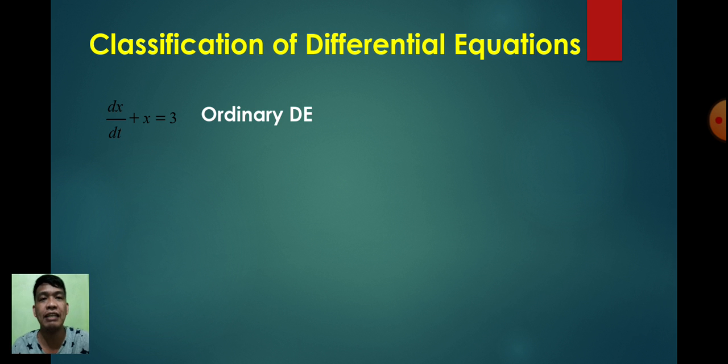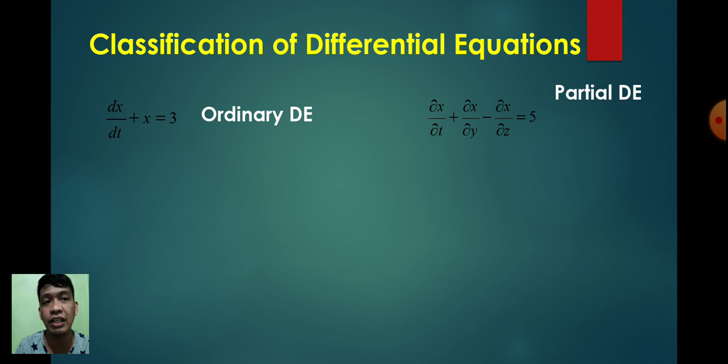So, ordinary differential equation. Another one, partial derivative of x with respect to t plus partial derivative of x with respect to y minus partial derivative of x with respect to z is equal to 5. Notice na ang nasa denominator ay mayroong variables t, y, and z. Those are independent variables. So, subjected ang ating dependent x into several independent variables. That is considered to be a partial differential equation.